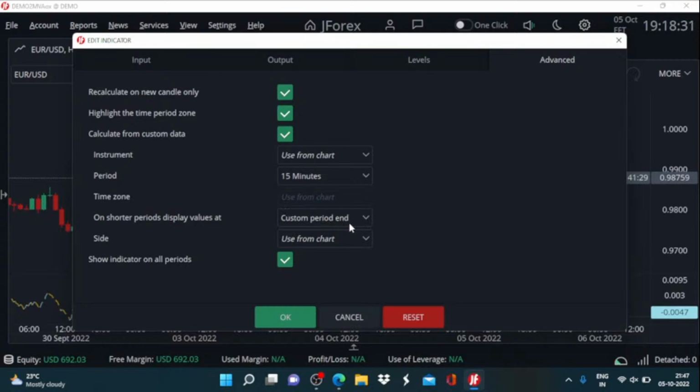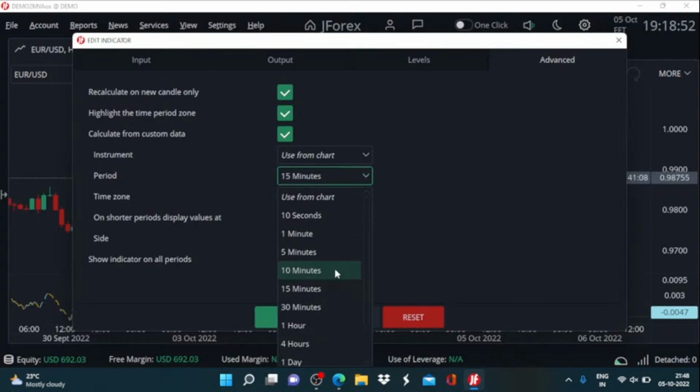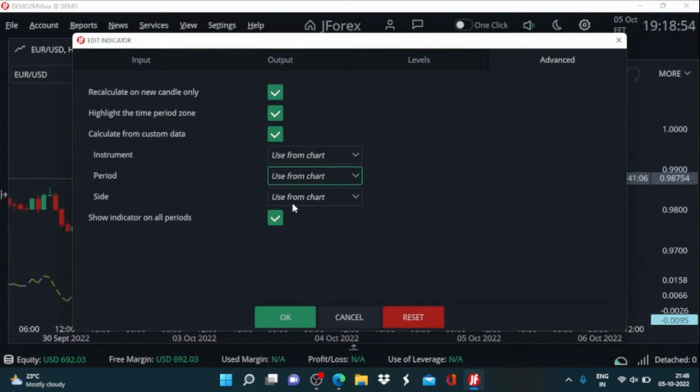On shorter period, it displays values at custom period end, start, middle, or each. You can opt for any of the options, and there is going to be some difference in output, just for the period of time, whatever your chosen criteria is. Now I will revert it back to use from the chart.